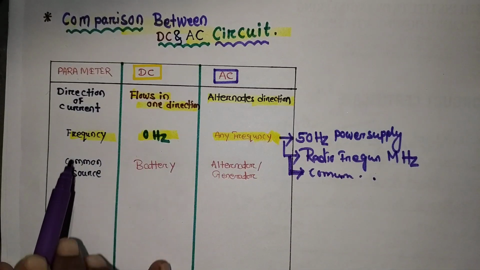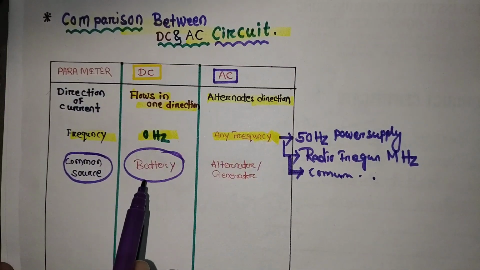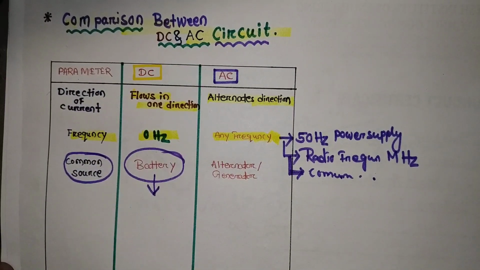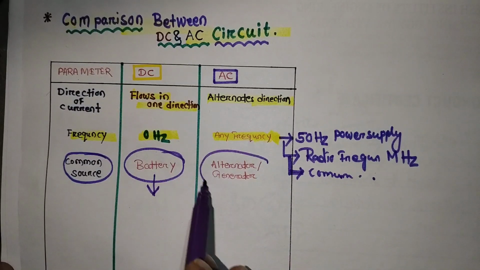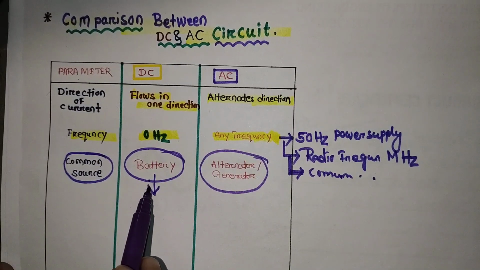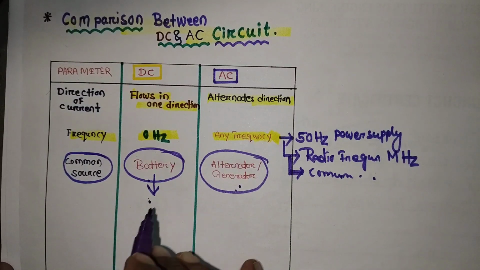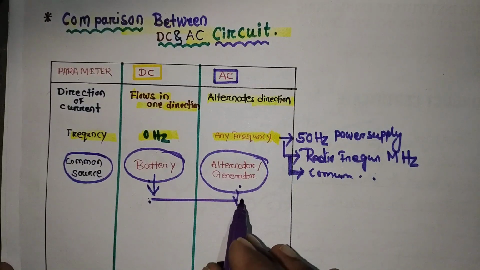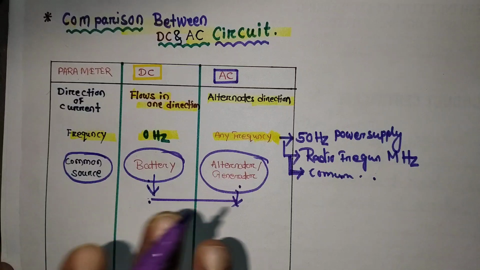The common source for DC is a battery, or you can use a solar cell. Basically cells are the common source for DC, and for AC you can consider an alternator or generator. From DC you can also convert to AC, or AC to DC, using a rectifier or inverter. We can discuss that later when we go into more design. Overall, this is DC and AC.